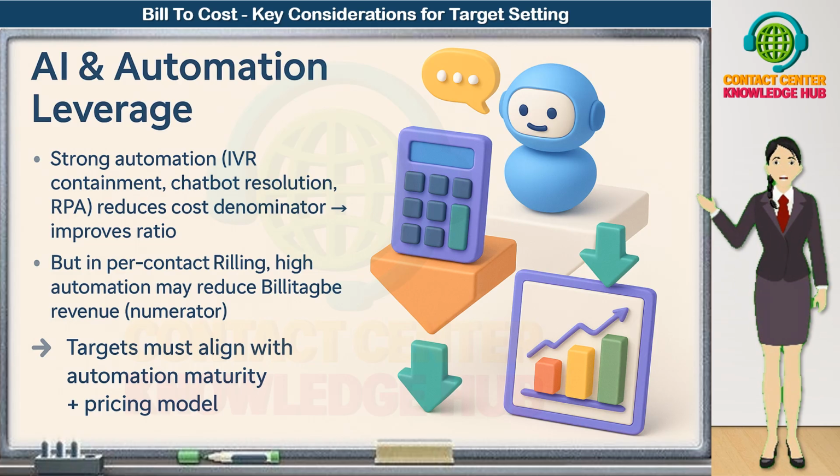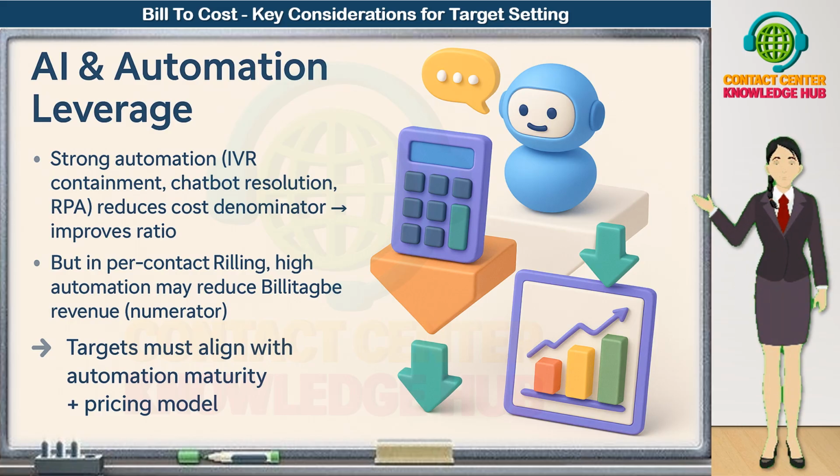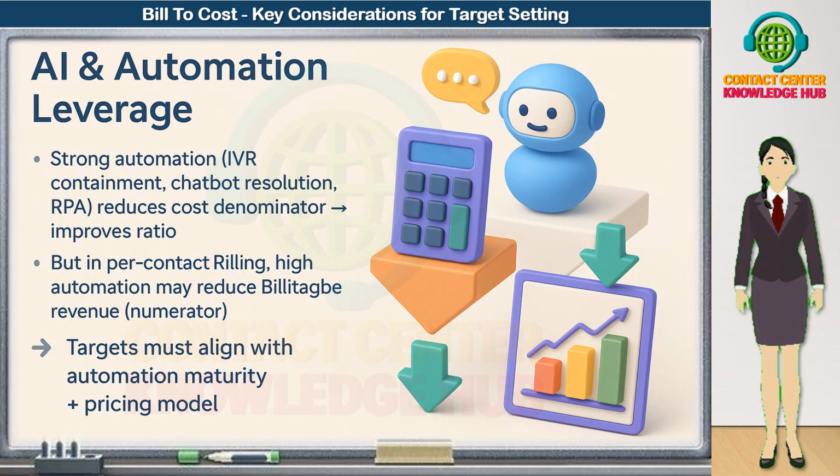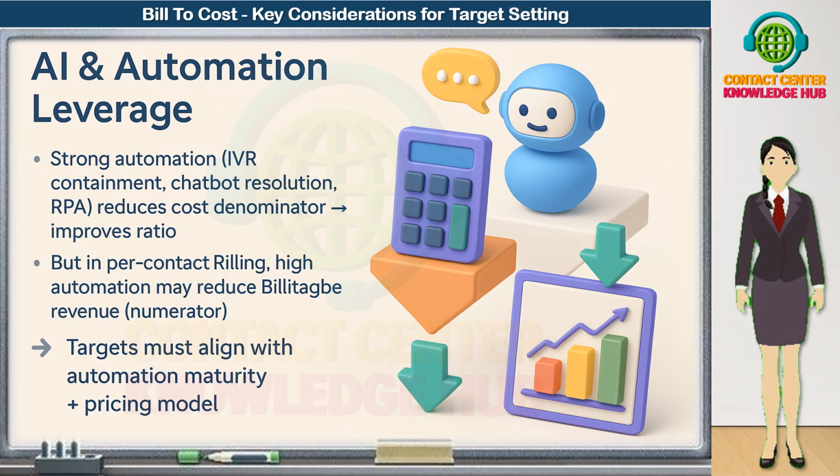In per-contact or per-minute billing models, higher automation may also reduce the number of billable units. Revenue, or the numerator, can decrease even while efficiency improves. So the economic impact depends on how the contract is structured. Key insight: target setting must align with both the level of automation maturity and the pricing model. Automation can expand margins or compress revenue, depending on how the work is billed.